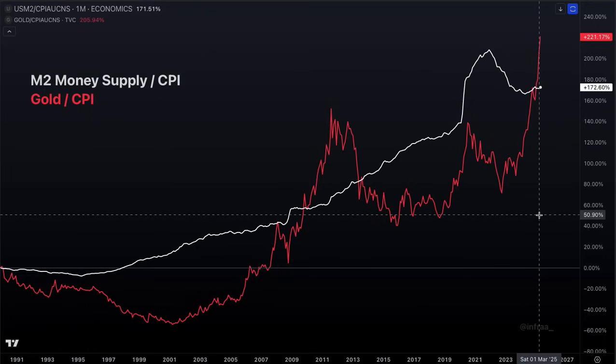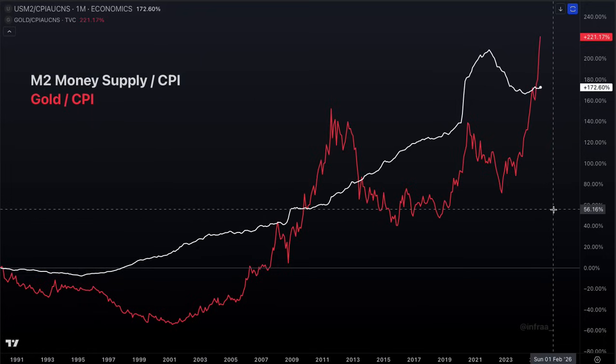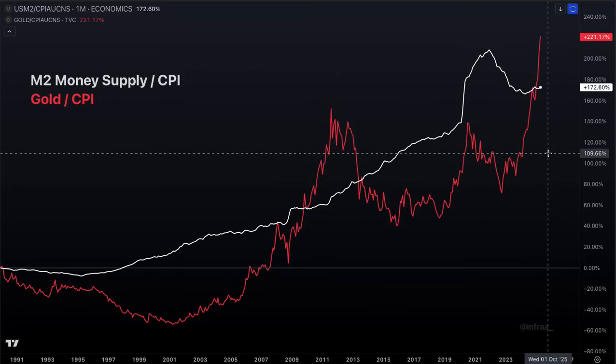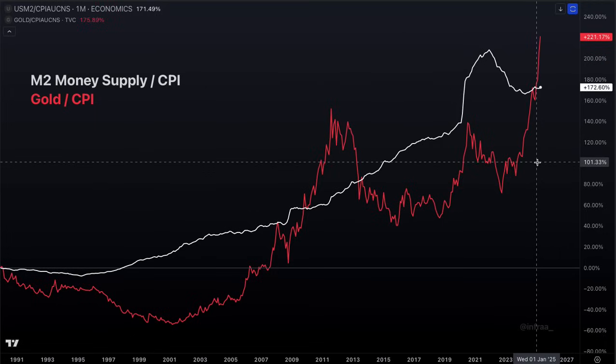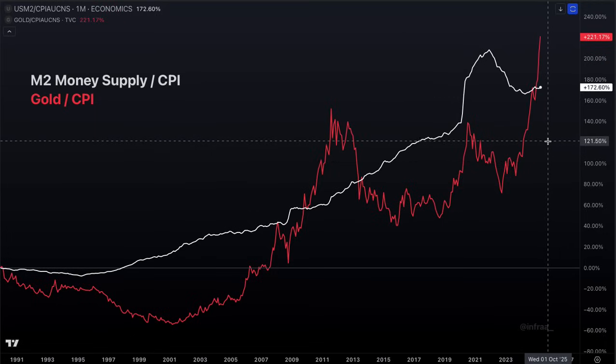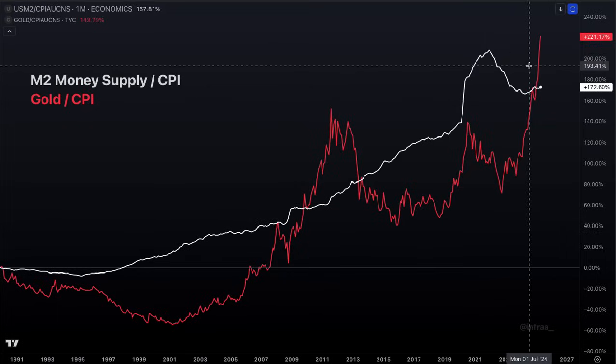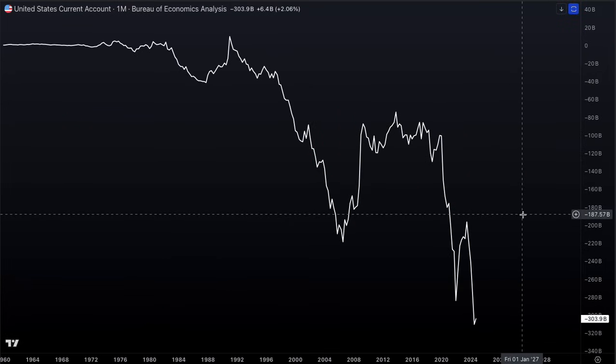So what this chart shows is that the M2 money supply, the actual money supply, remember, inflation is a monetary phenomenon, increased by 172% in the past 30, 35 years, faster than CPI, right? What this shows is that the money supply increased 172% faster than the official government CPI index, and gold 221% faster. So that's the purchasing power of the dollar.